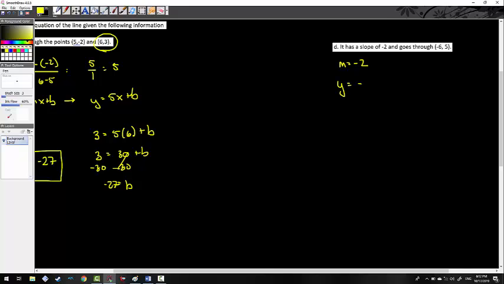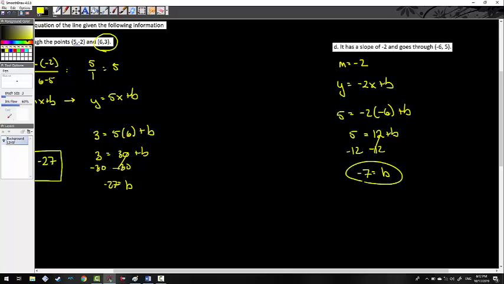So y equals negative 2x plus b. I'm not even confident you need to show this step, but this is what I'm thinking. So I say 5 is equal to negative 2 times negative 6 plus b, and then 12 plus b equals 5. So if I subtract 12 from either side, I get b equals negative 7. So my final equation is going to be y equals negative 2x minus 7. And that is how you write the equations of lines.